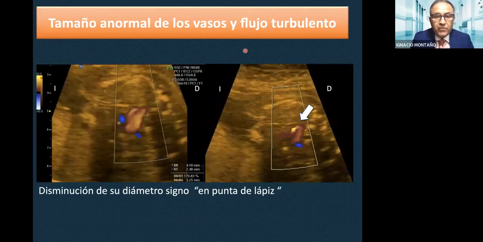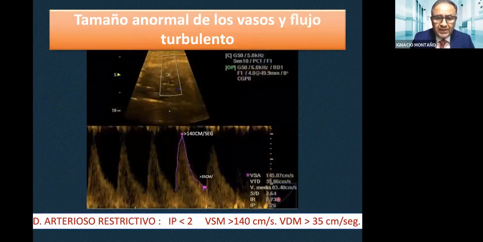Abnormal vessel size and turbulent flow. In the 3-vessel trachea view from left to right, we see a ductal arch of smaller diameter. We see the pencil tip sign, and there is also turbulent flow at the level of the ductus arteriosus. So we are in a condition that would be a restrictive ductus arteriosus, where there is a pulsatility index less than 2, a systolic velocity greater than 140 centimeters per second, and a maximum diastolic velocity greater than 35 centimeters per second. The waveform morphology in this case is altered, as we can see here.